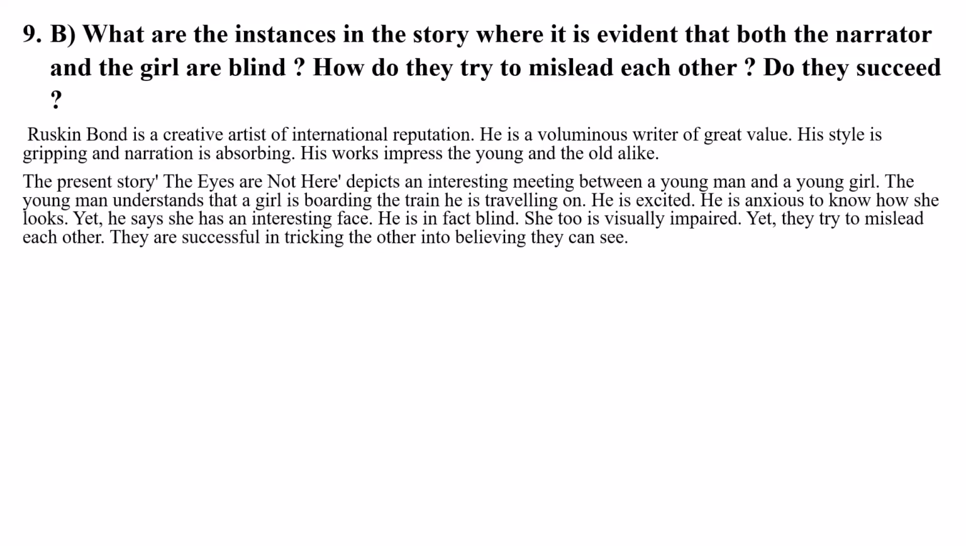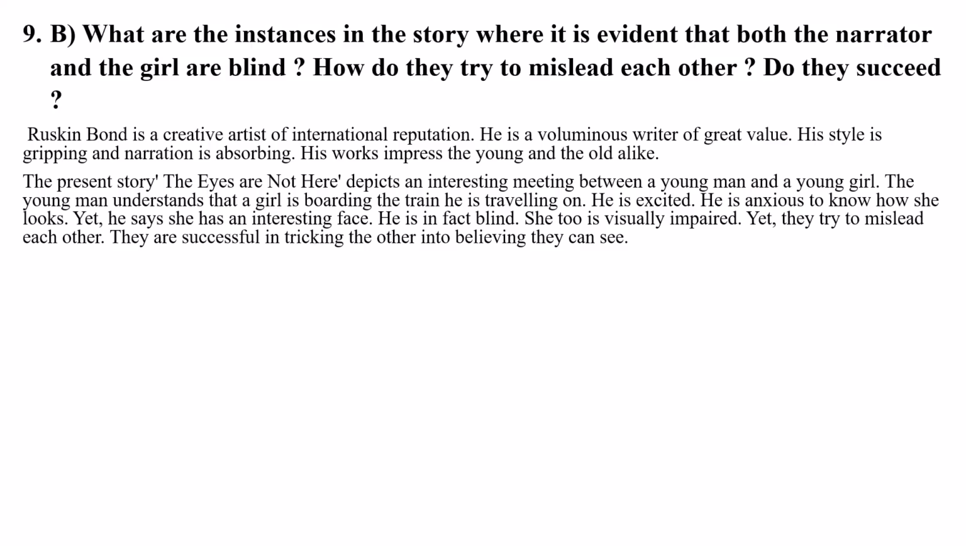The present story, The Eyes Are Not Here, depicts an interesting meeting between a young man and a young girl. The young man understands that a girl is boarding the train. You remember, by the noise of the slippers, he understands that a girl is boarding the train. He is traveling on. He is excited. He is anxious to know how she looks. Yet he says she has an interesting face. He is in fact blind. She too is visually impaired. Yet they try to mislead each other. They are successful in tricking the other into believing they can see.